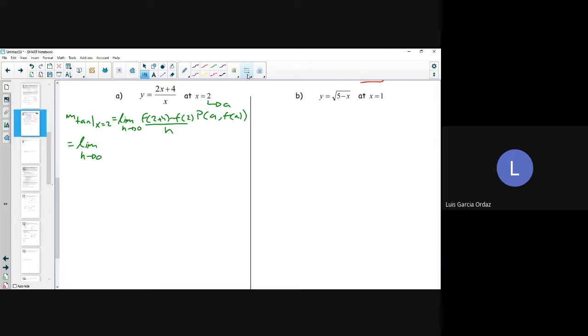So I'm going to get limit of h approaches 0. So again, wherever I see an x in my original function, I'm going to plug in 2 plus h. So I'm going to get 2 times (2 plus h) over (2 plus h), minus (2 times 2 plus 4) over 2. And then this is all over h.